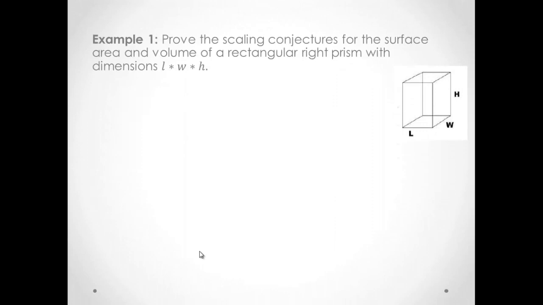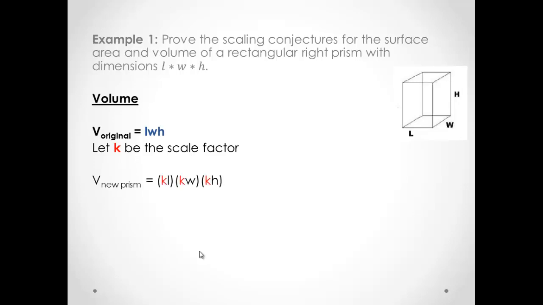We're supposed to do the same thing with volume. So again, we know the conjecture. The conjecture is that the ratio of volumes is the scale factor cubed. So this one's in fact a little easier because our formula is simply length times width times height. If we have a scale factor of K, we have to multiply that again, same deal, into every one of our length, our width, and our height. So the volume of our new prism would be written out like this.